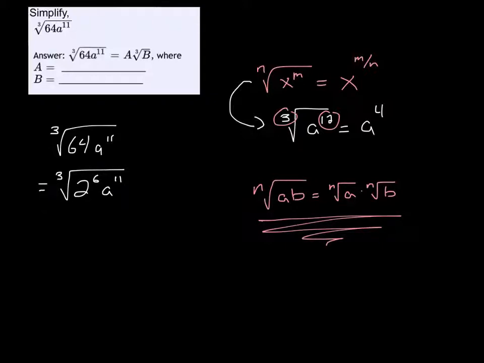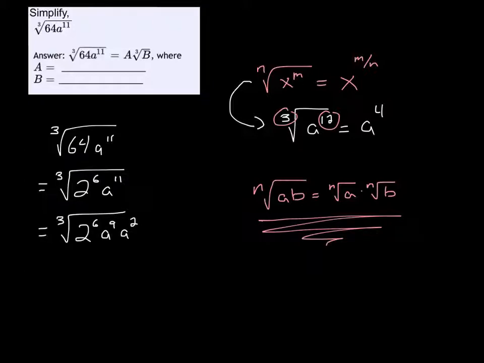The reason for using prime factorization is it's going to allow us to deal with the numbers and all the variables in exactly the same way. Alright, the second step is I'm going to split up this a to the 11th into two factors that have to equal a to the 11th. I want one of these factors to have an exponent that's the largest multiple of 3, in this case 9. So I'm going to rewrite a to the 11th as a to the 9th times a squared.